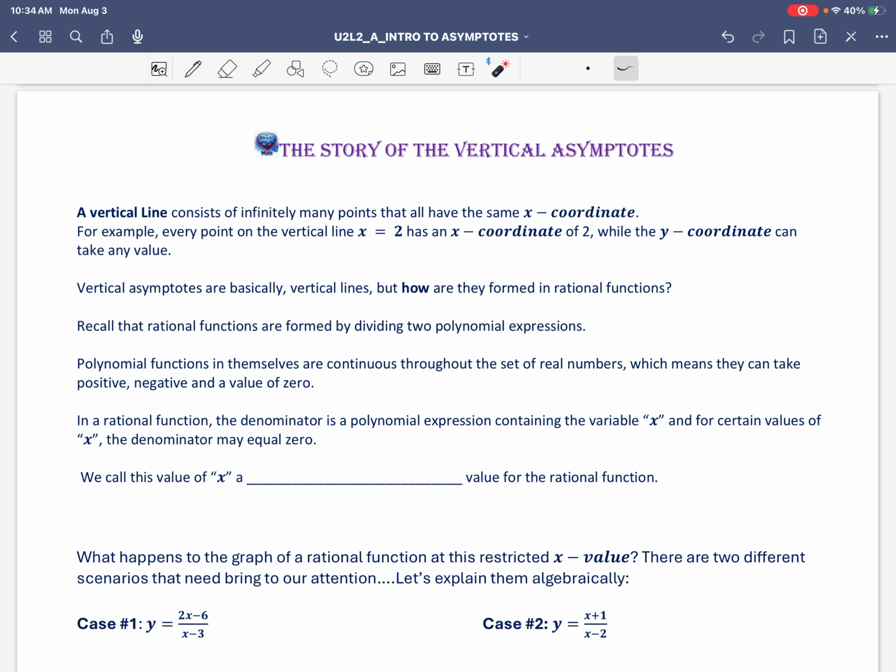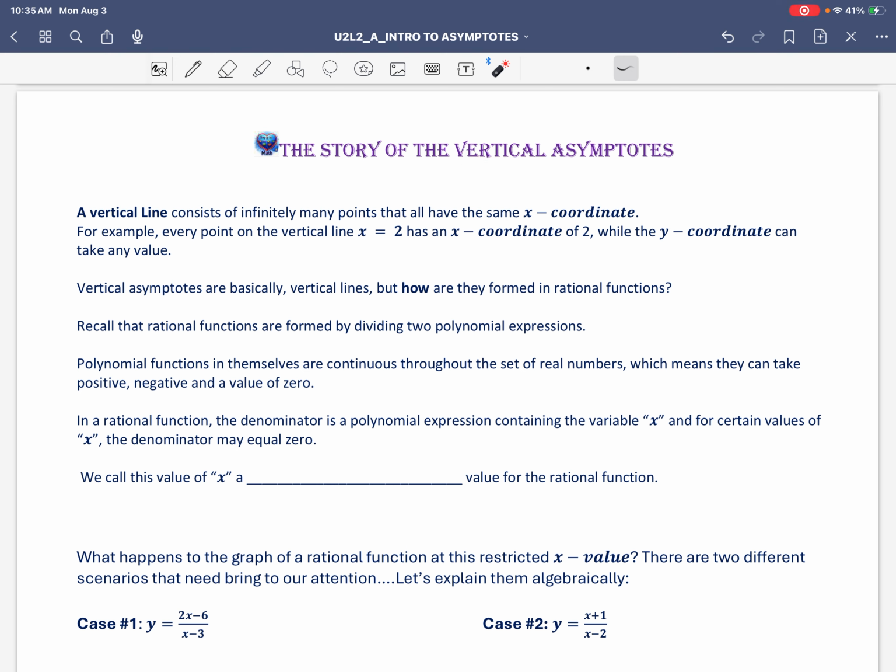Now, rather than simply memorizing the steps used to find asymptotes, I would first like to explain how they are formed and why they exist. When we understand the reasoning behind a mathematical concept, we are more likely to remember it, apply it correctly, and use it to solve unfamiliar problems. We'll begin with the vertical asymptotes.